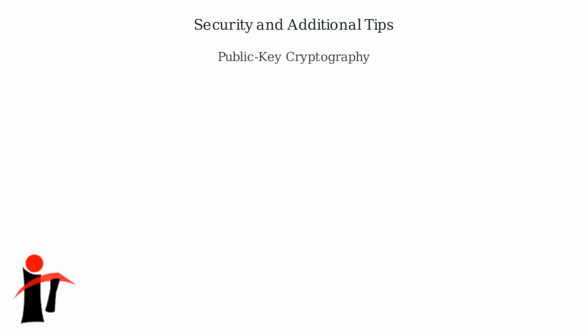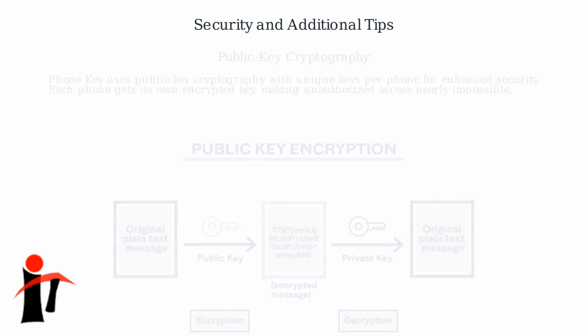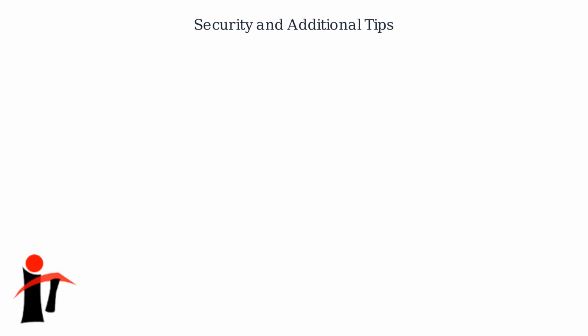Phone key employs public key cryptography, where each phone receives a unique encrypted key. This advanced security method uses a public key for encryption and a private key for decryption, ensuring that only your authorized device can access your Tesla.